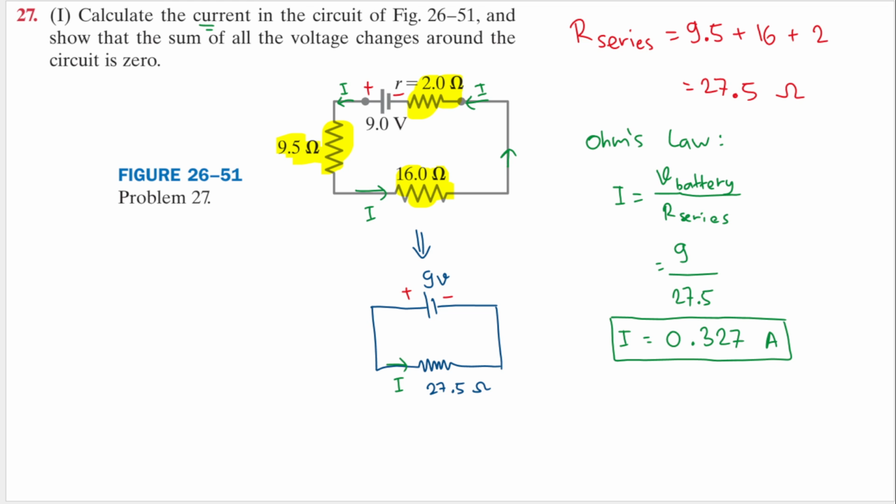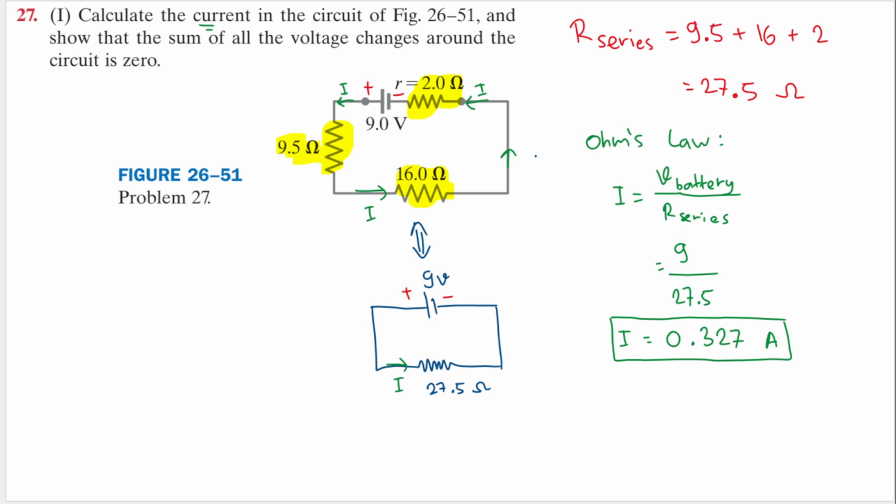And the second one, show that the sum of all voltage changes around the circuit is 0. Okay, for this we need to see the original circuit. So we need to see this one, right? Because they are equivalent. And remember here, I is the same in all of them, which is this value here.